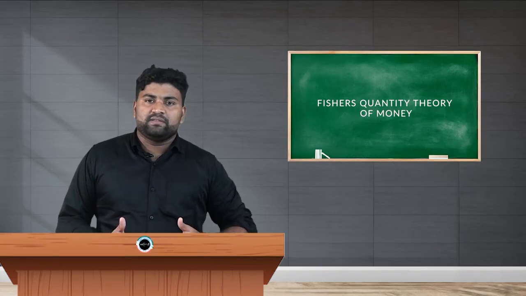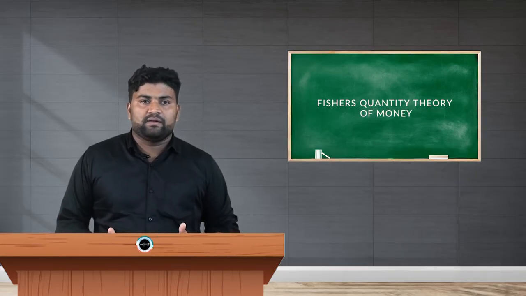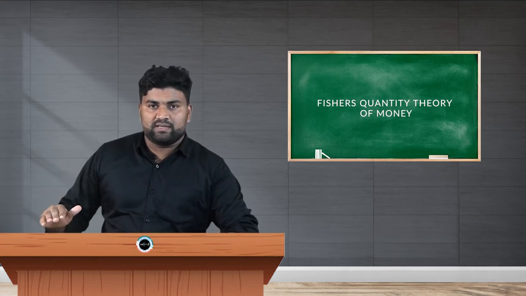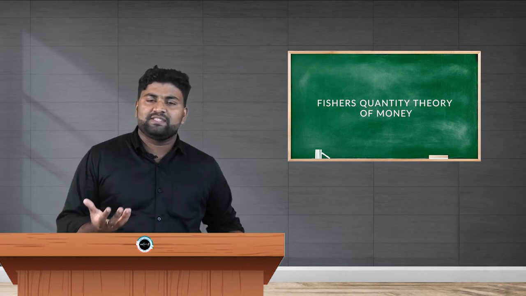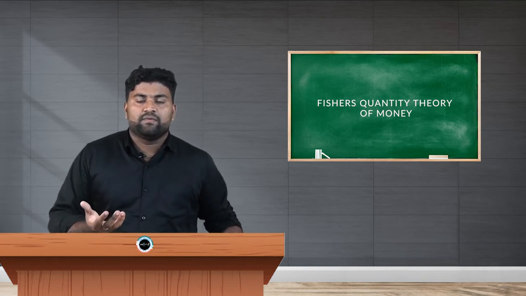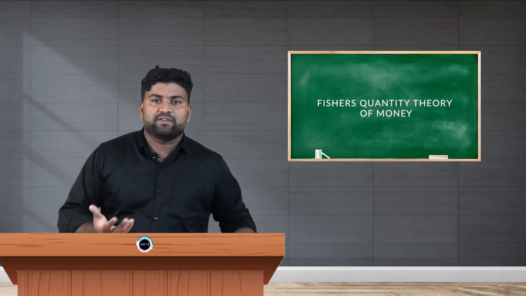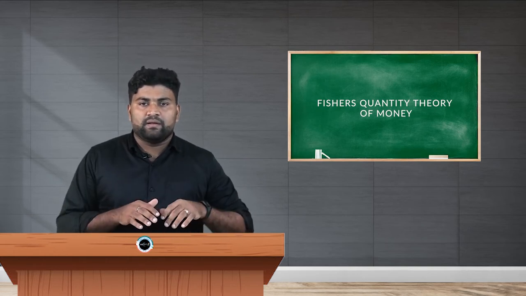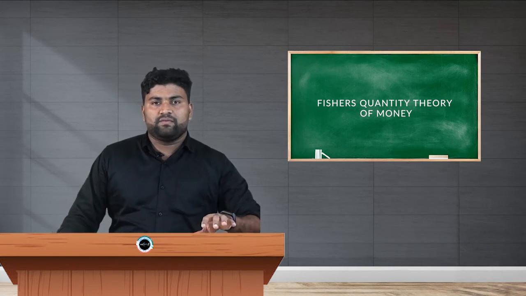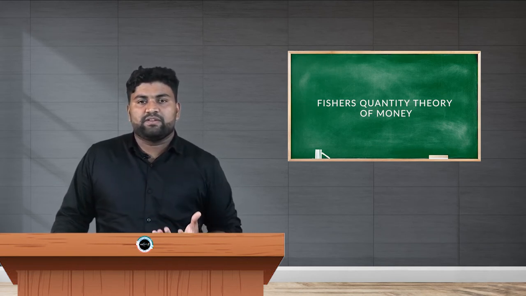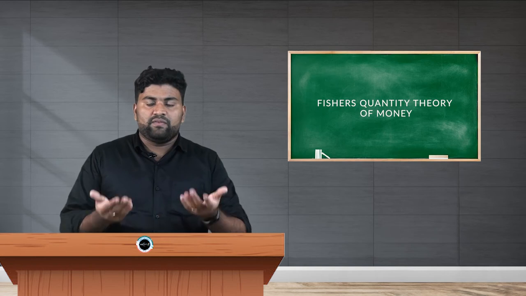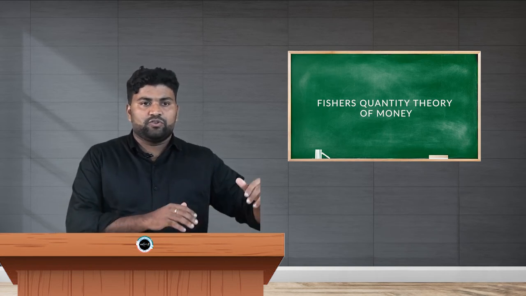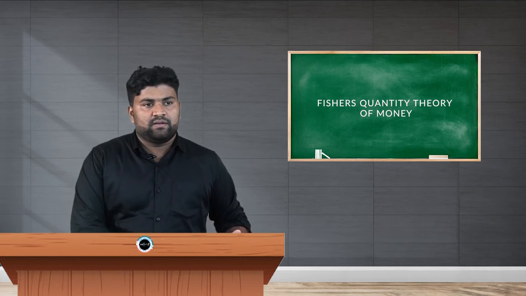My dear friends, just listen to me again. What he says, when other things remain unchanged or constant, here the other things remaining unchanged are the very important assumptions of the theory. His theory is explained with the help of a famous equation, that is MV is equal to PT, in which he had certain assumptions. Such assumptions should remain unchanged.